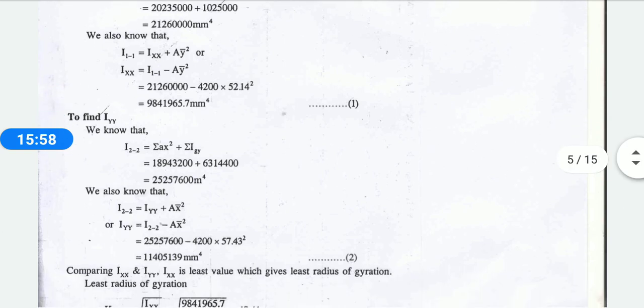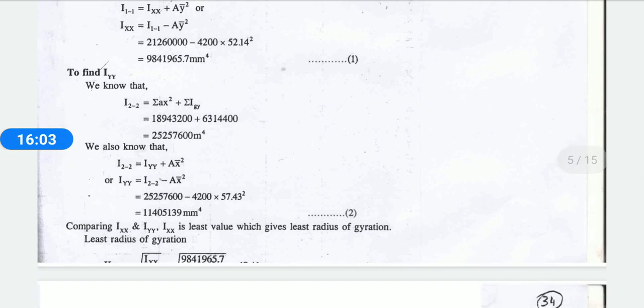So our ultimate next aim is to find the Iyy. We know the formula Iyy is equal to summation of A x square plus summation of I gy. Substitute the value of that and find your Iyy value. In that also, capital A is a summation of a, and x bar we already calculated. So substitute every value into that and find out what is Iyy.